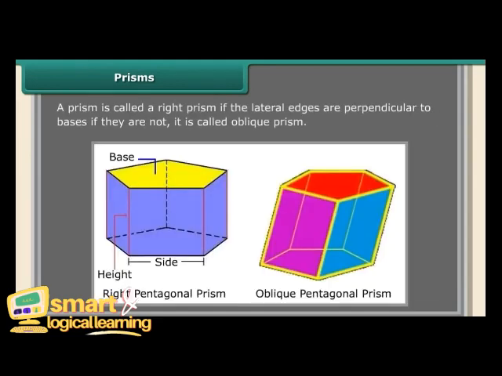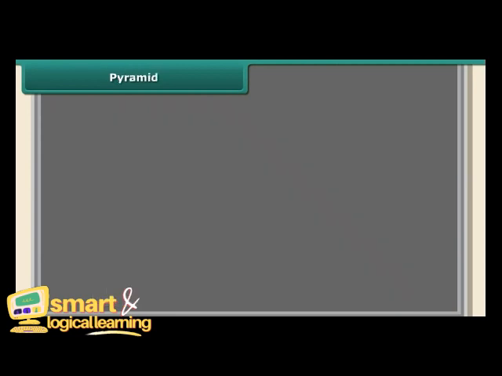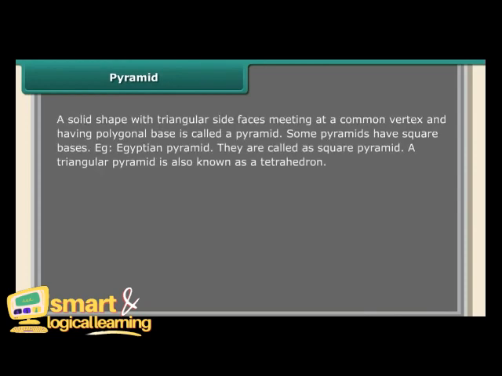A prism is called a right prism if the lateral edges are perpendicular to the bases. If they are not, it is called oblique prism. Pyramid: a solid shape with triangular side faces meeting at a common vertex and having polygonal base is called a pyramid. Some pyramids have square bases. Example, Egyptian pyramid. They are called square pyramid. A triangular pyramid is also known as tetrahedron.